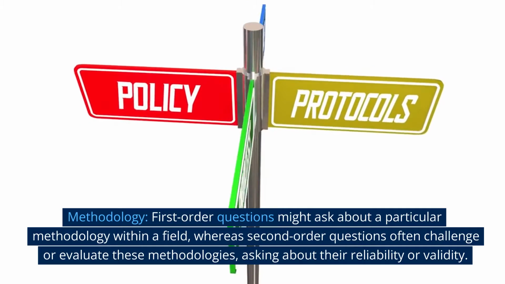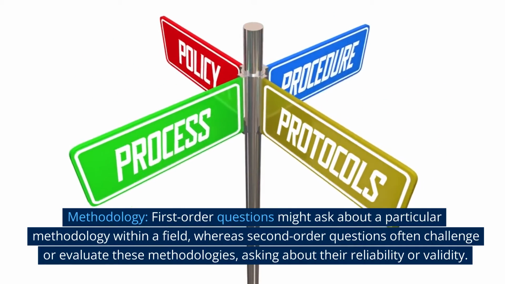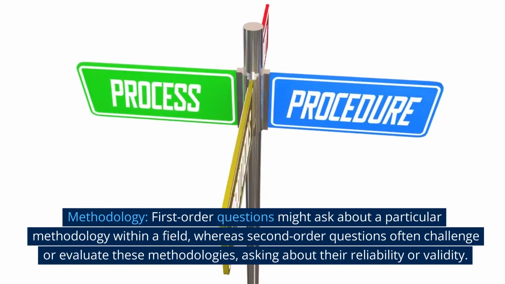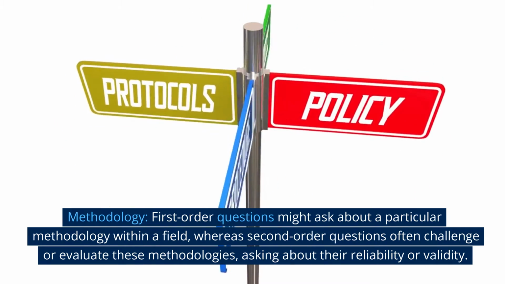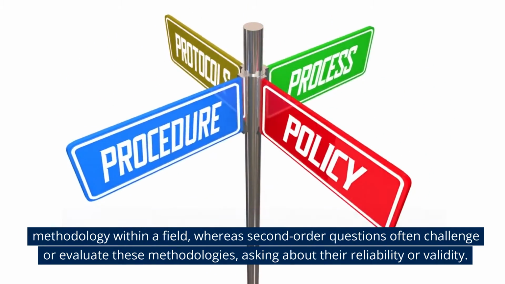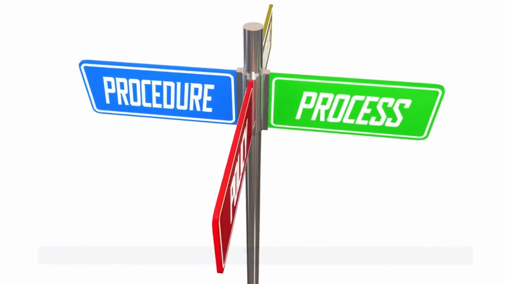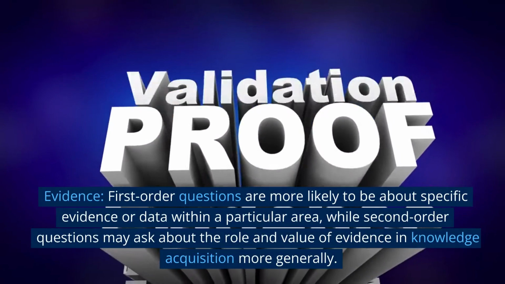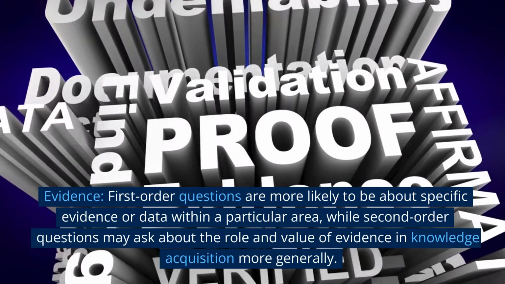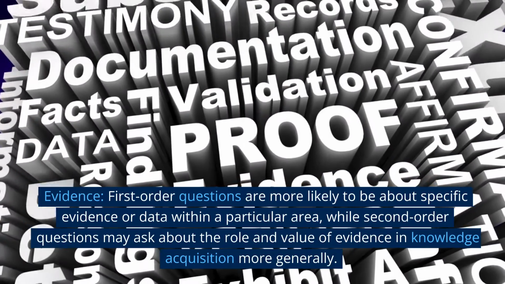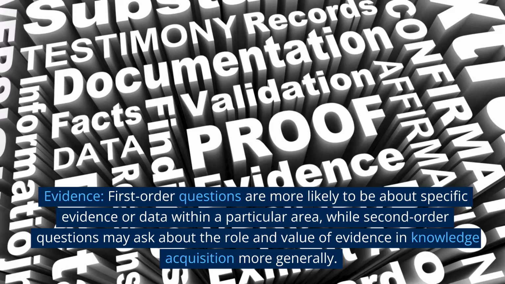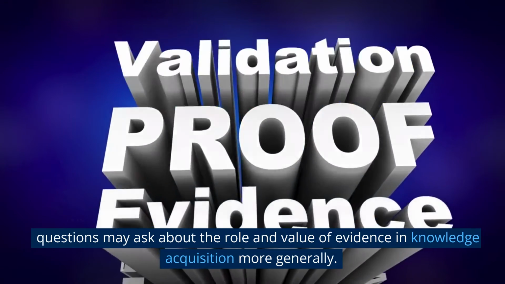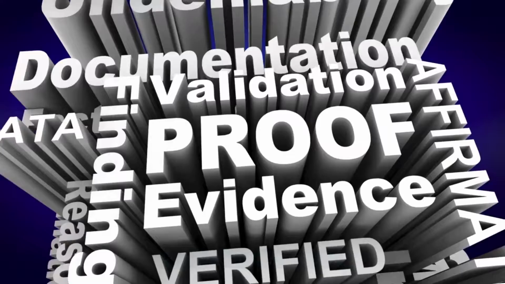Methodology. First-order questions might ask about a particular methodology within a field, whereas second-order questions often challenge or evaluate these methodologies, asking about their reliability or validity. Evidence. First-order questions are more likely to be about specific evidence or data within a particular area, while second-order questions may ask about the role and value of evidence in knowledge acquisition more generally.